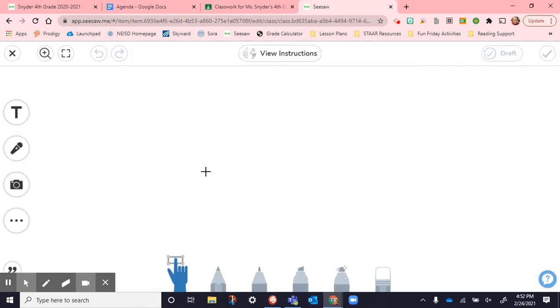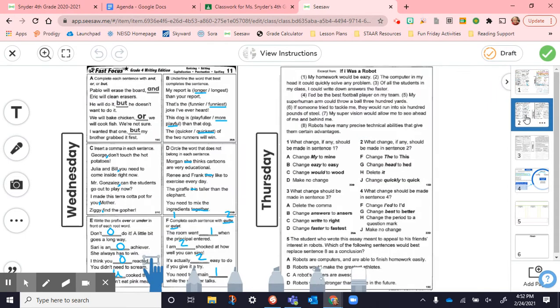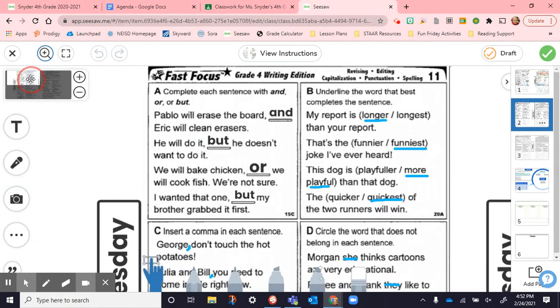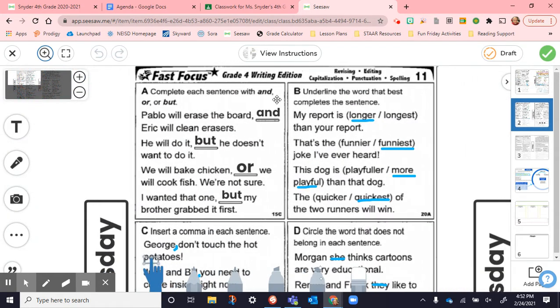So you should have Monday, Tuesday done, going to Wednesday. So in Wednesday, this first part here was using the fanboys: and, or, and but. So when you use the word and, you're saying like this one, Pablo will erase the board and Eric will clean the erasers. So both the thing on the left that came before and the thing that comes after, you're doing both of these things.